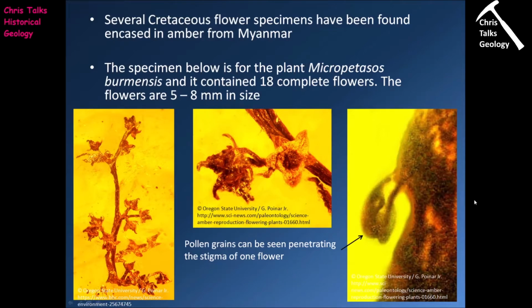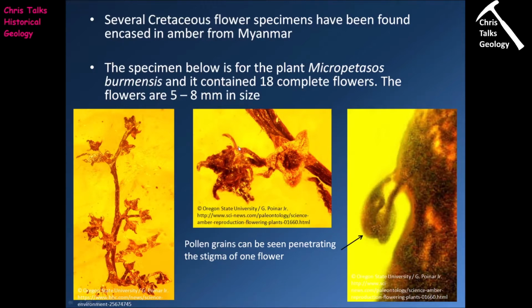So we have several Cretaceous flower specimens which have been found encased in amber from Myanmar, and this has been a very productive area for the discovery of Cretaceous angiosperms. This particular specimen is arguably considered to be the best example we have to date. Now, you'll have to excuse my pronunciation, this one. So this is Cretaceous burmagensis. And this particular sample contains 18 complete flowers. And the flowers themselves are 5 to 8 millimeters in size, so they're pretty small.